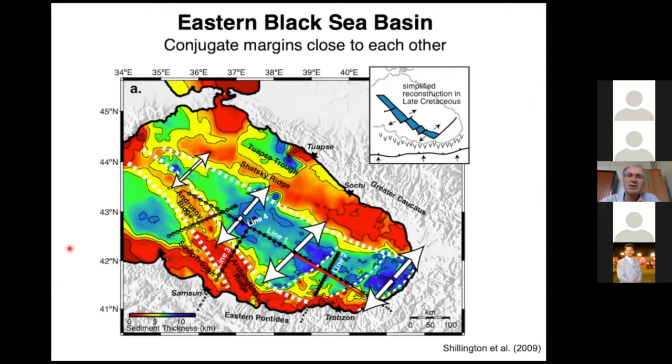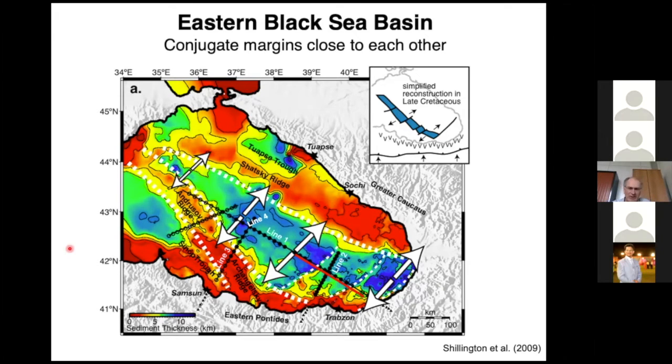So I'm going to take us to a few different margins around the world where I've worked. I'm going to start in the Black Sea. The nice thing about a place like this is that the conjugate margins are close together. Perhaps a downside is that it's quite an old rift, and because it's in the middle of a continent with mountains around it, there's lots and lots of sediment. So everything's buried under about 8 to 10 kilometers of sediment. But the good thing is the conjugate margins are quite close to each other, so in principle, you can study both margins.